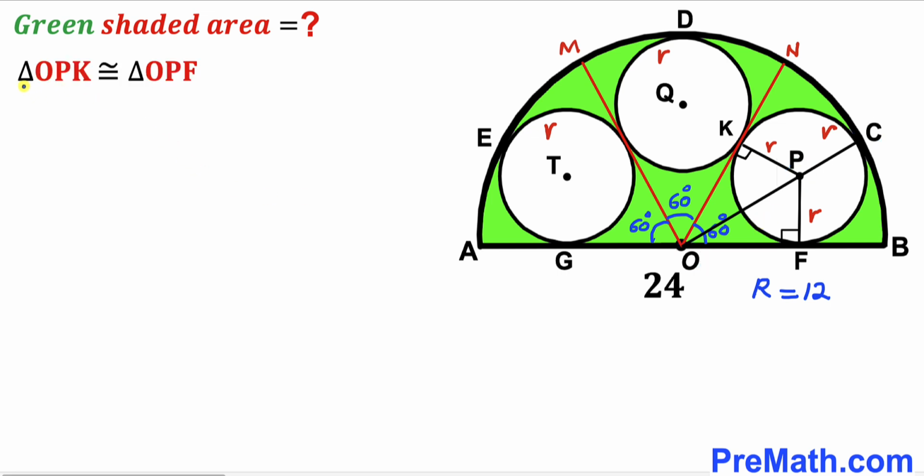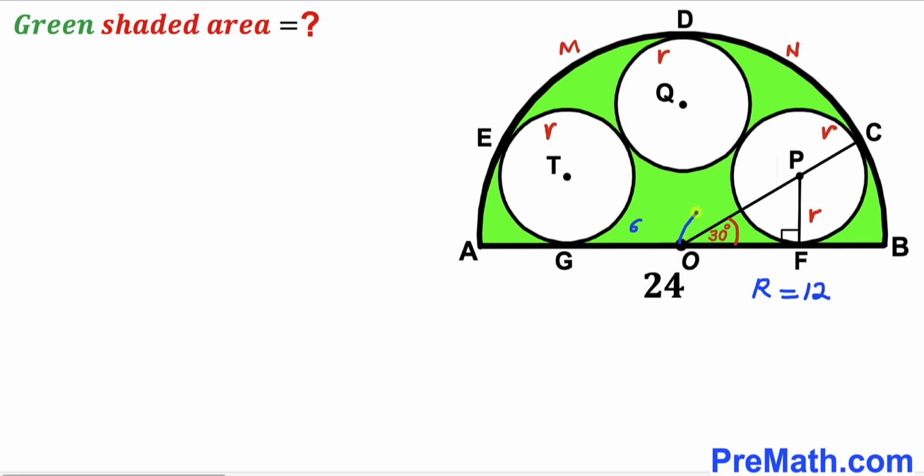We can see the triangle OPK is congruent to the other triangle OPF. We are talking about this triangle OPK and this other triangle OPF; both of them are congruent triangles. Since both of these triangles are congruent, this angle has got to be equal to this angle. Since this whole angle is 60 degrees, this angle has got to be 30 degrees. Likewise, this angle is going to be 30 degrees as well.